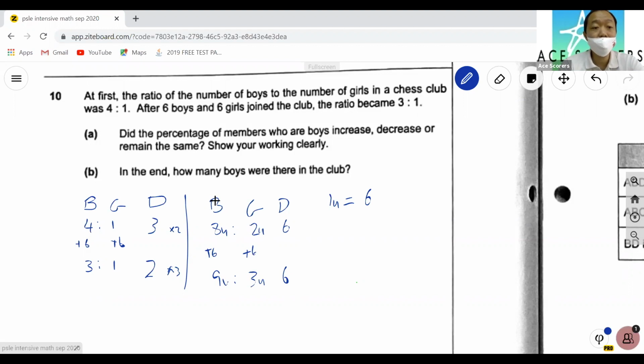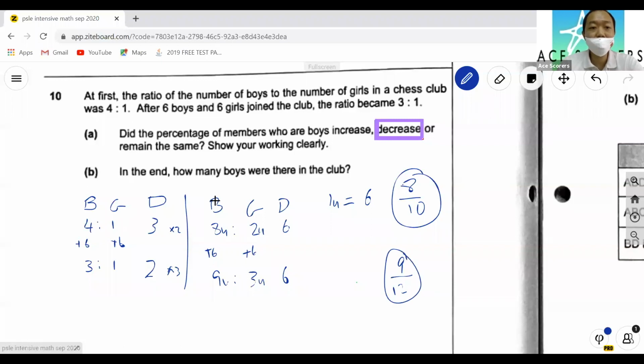Okay. So the next question is, did the percentage of boys increase, decrease, or remain the same? Percentage of members who are boys. Now what's the percentage of members who are boys? At first is 8 over 10, right? 8 out of 10 total. After that became 9 out of, what's the total? 12. Now they ask for percent. This is a fraction. So how do we find the percent?